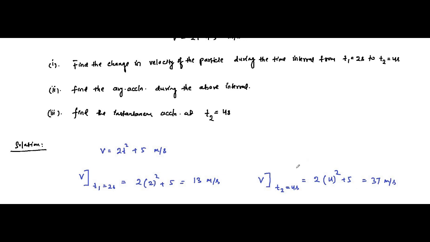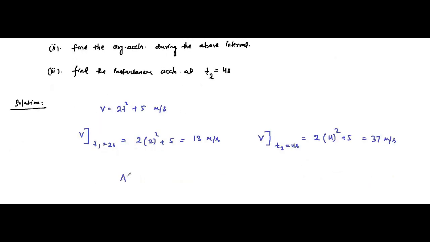So change in velocity, delta v, is equal to v2 minus v1, which is velocity at t2 equals 4 seconds minus velocity at t1 equals 2 seconds. Final velocity minus initial velocity, which is 37 minus 13 meters per second, which is equal to 24 meters per second. Then it has been asked to find the average acceleration.